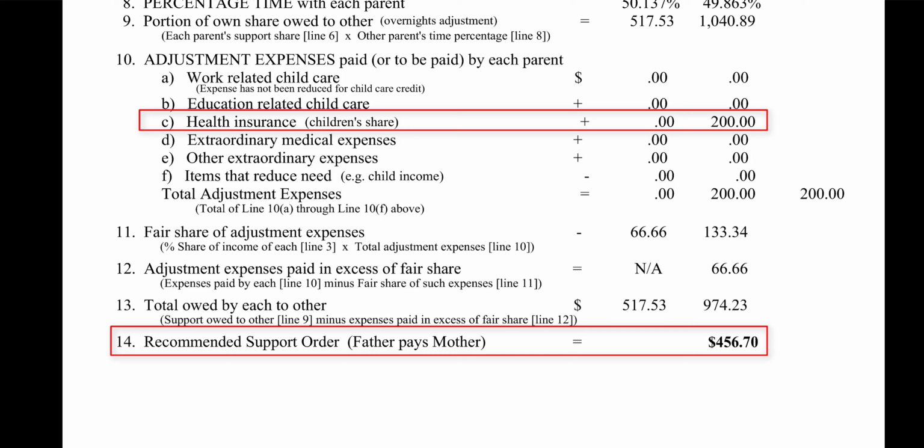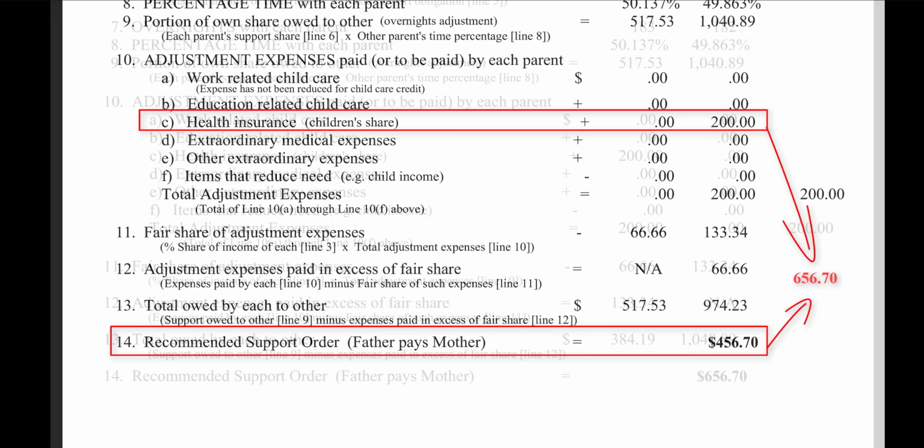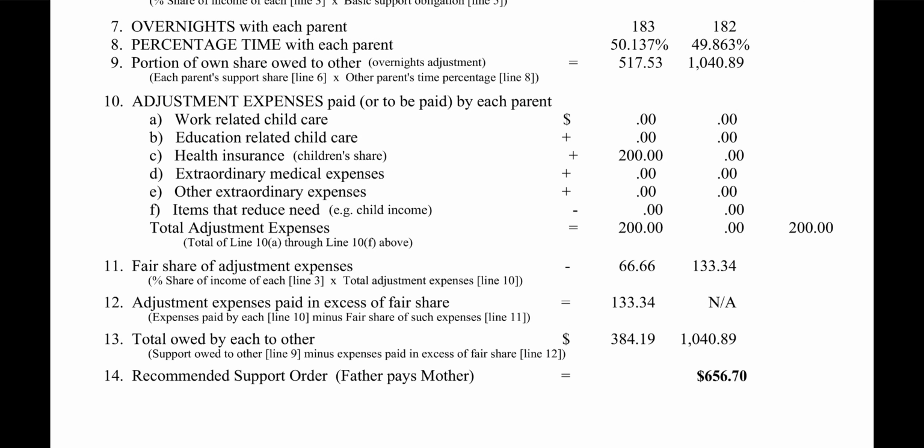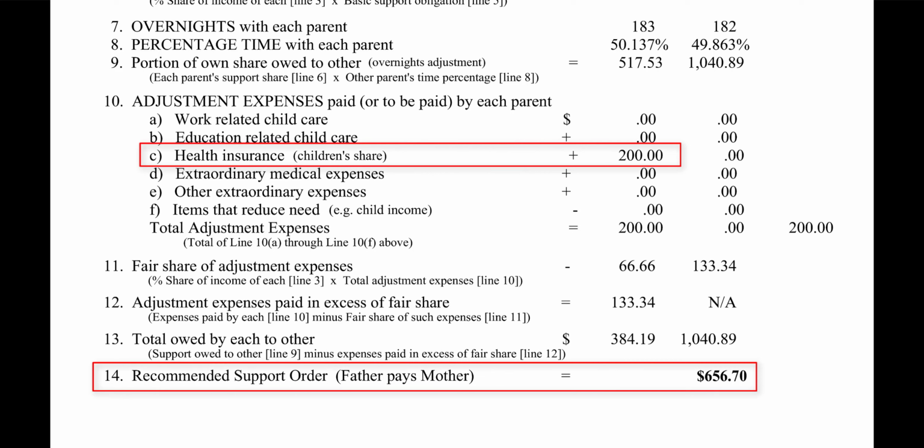He is now paying $656.70. This is the same amount he would pay to Mom for child support if she were paying $200 a month for the children's health insurance. See how this works?